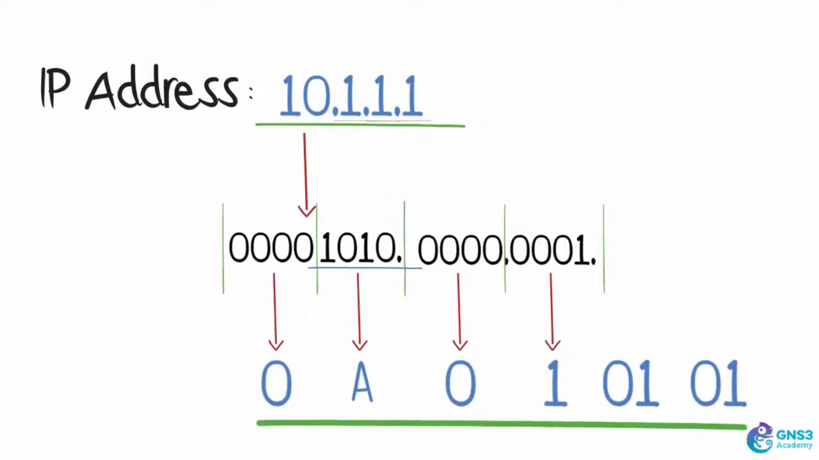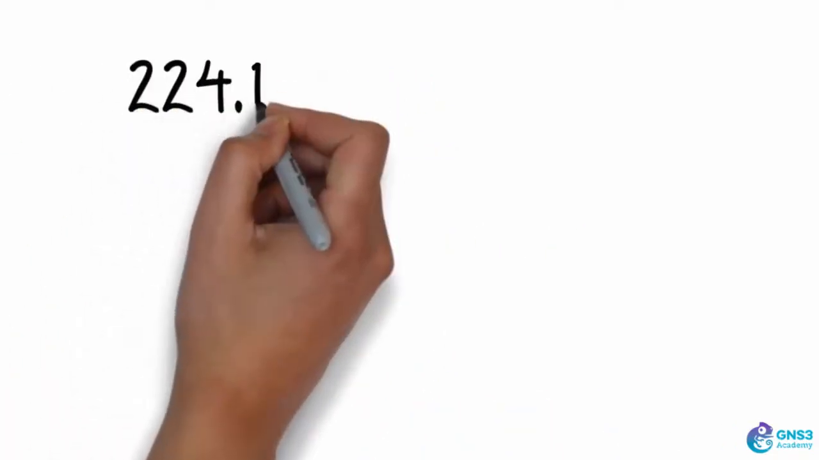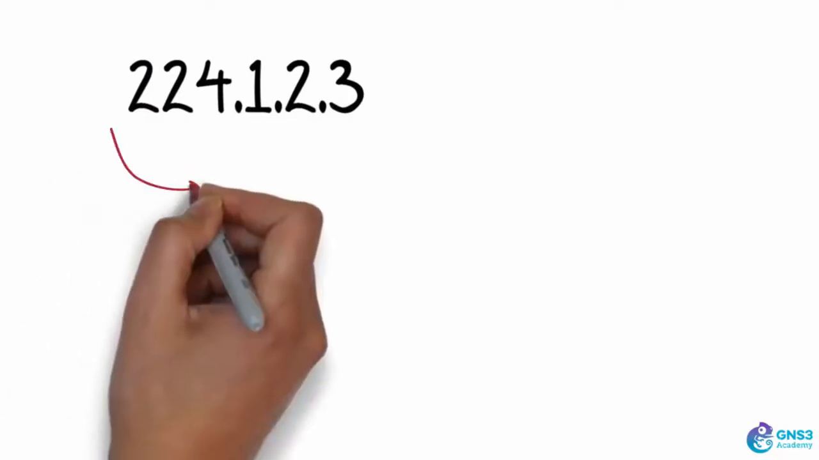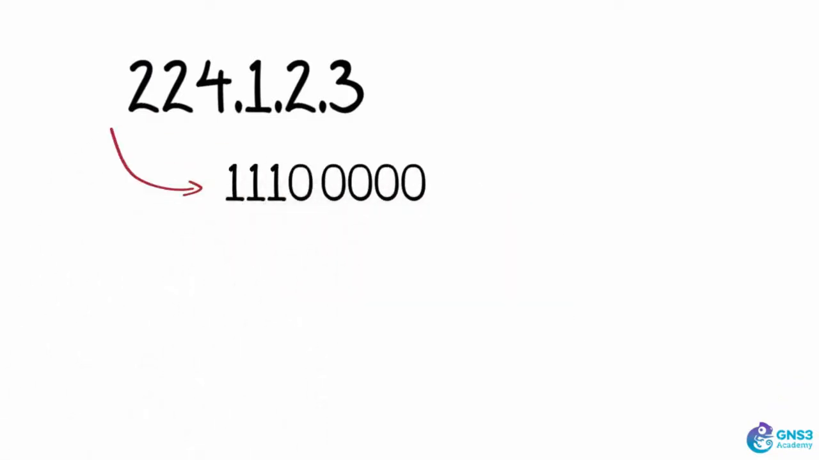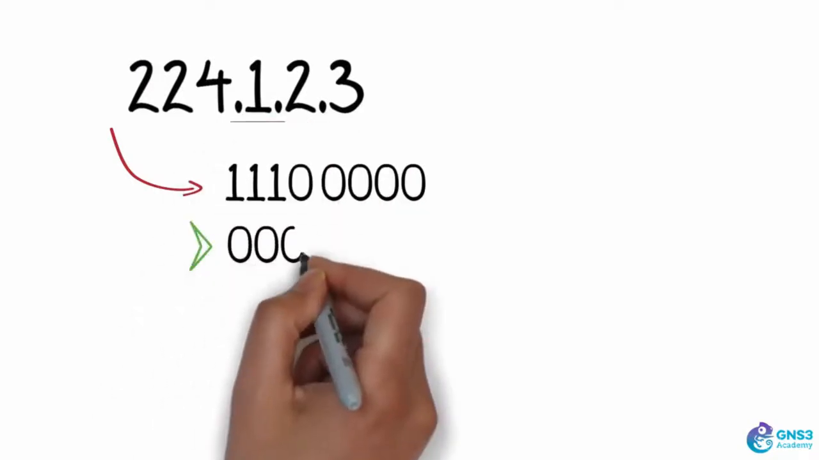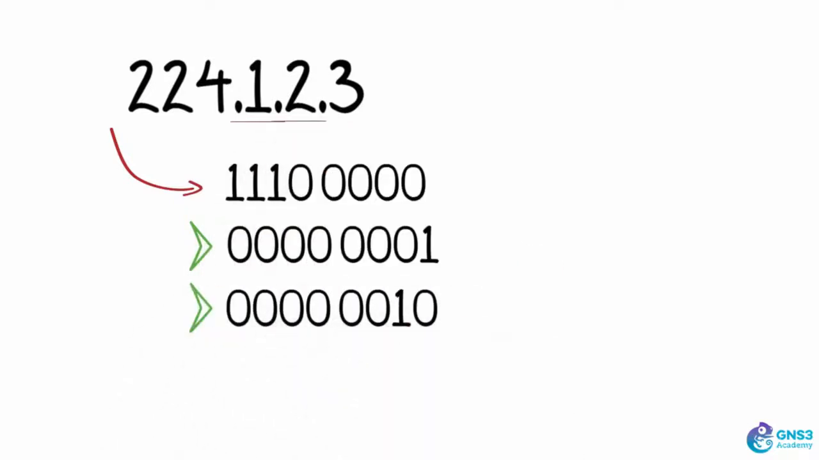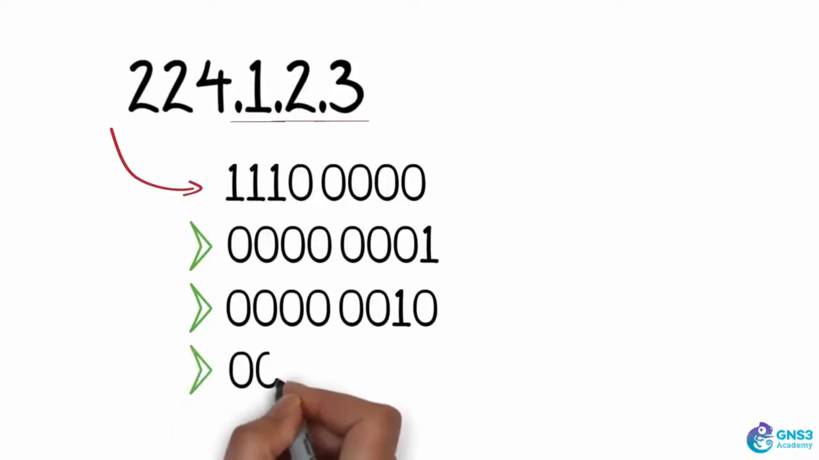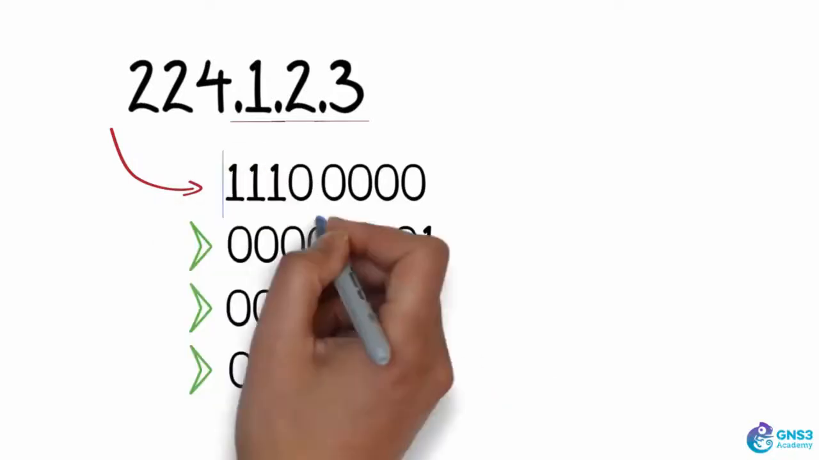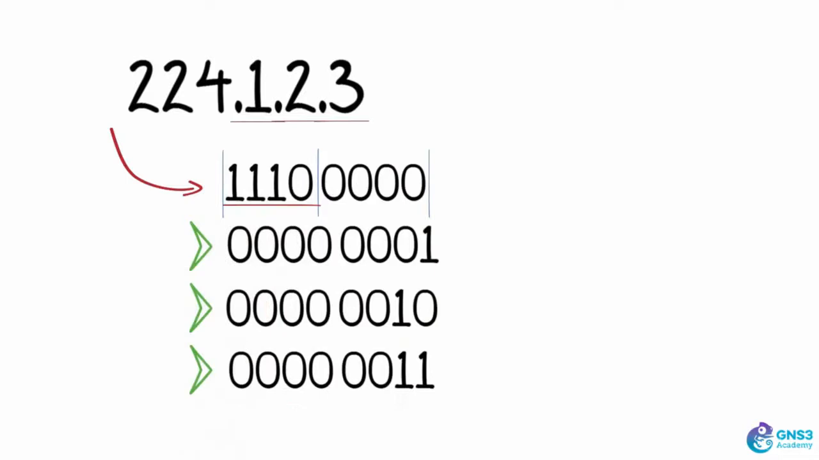Let's take another example. What about 224.1.2.3? So 224 looks like this in binary. 1 looks like this. 2 looks like this. And 3 looks like this. So that equates to 8 plus 4 plus 2, which is 14. 14 in hexadecimal is E.